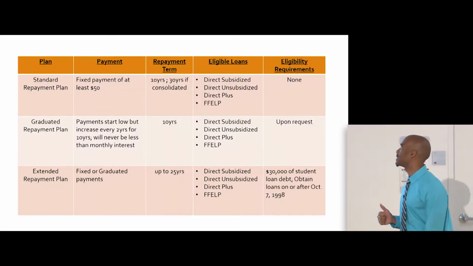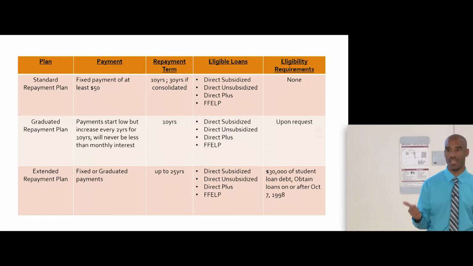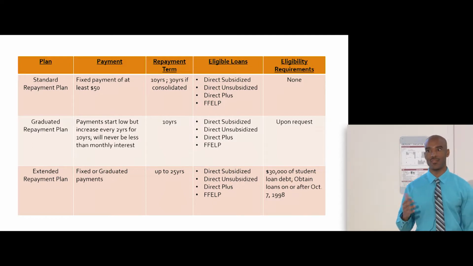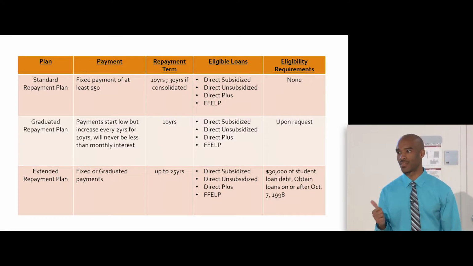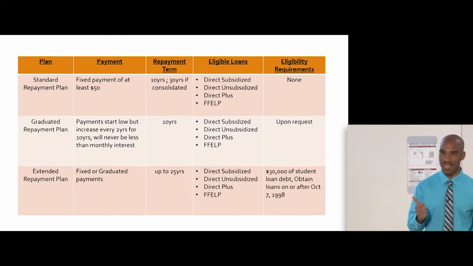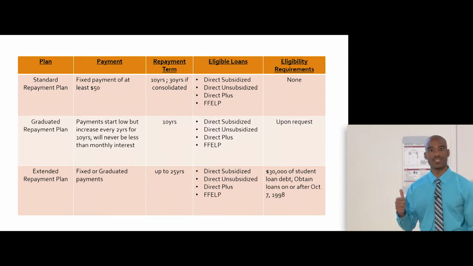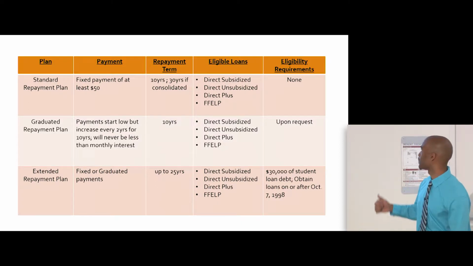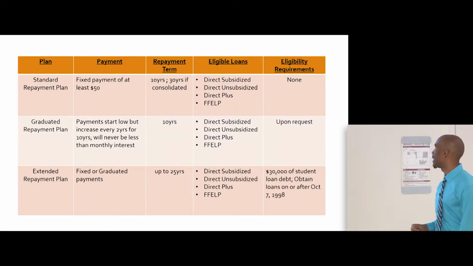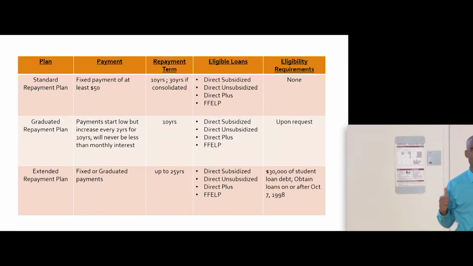So the first one is the standard repayment plan or level. Same thing, standard or level repayment plan. That is that default plan that your servicer will put you on. It is the highest payment plan that you can be on. It is 10 years, up to 30 years if you consolidate, because again, consolidation stretches out your terms. Those are the eligible loans, and there's no requirement for that plan.